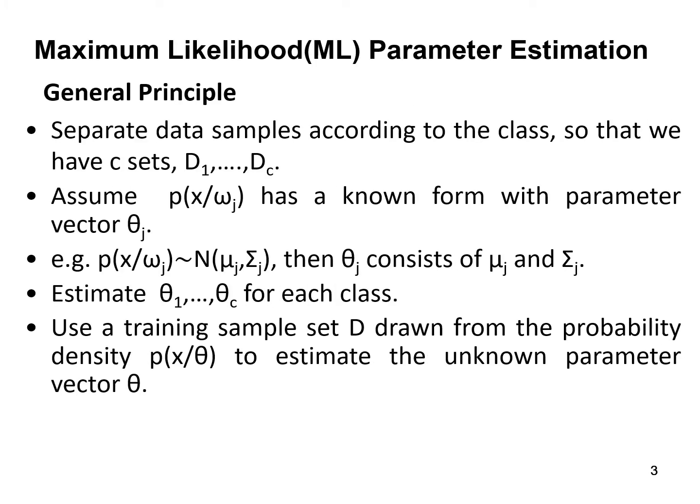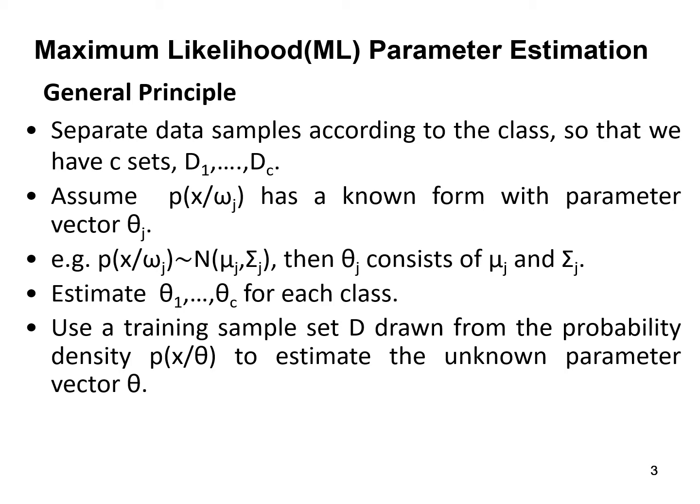Maximum likelihood parameter estimation. Consider a C-class problem. First, we have to separate the data samples according to the class so that we have C number of sets D1 to DC. Assume P of x given omega j has a known form with parameter vector theta j. For example, if P of x given omega j has a normal distribution with mean mu j and covariance matrix sigma j, then theta j consists of mu j and sigma j. Now we have to estimate C number of parameter vectors theta 1 to theta C, one for every class.